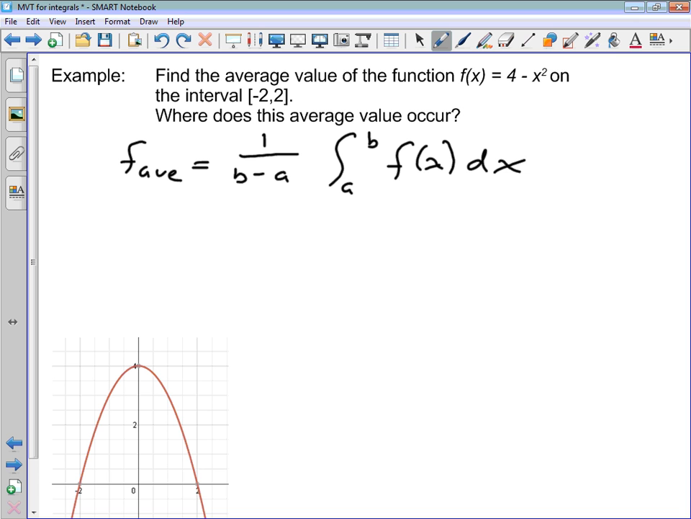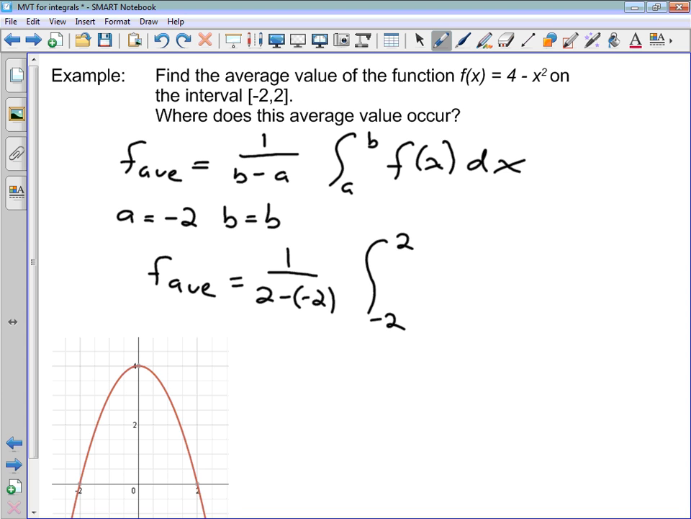So we need to apply this. What are a and b here? What's a? What's b? A is negative 2, b is 2. So this whole thing for our average becomes 1 over 2 minus negative 2, subbing those values in, the integral from negative 2 to 2 of 4 minus x squared dx.